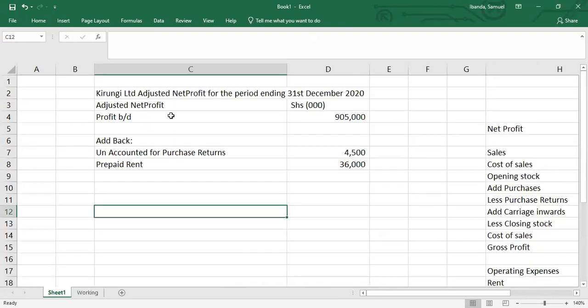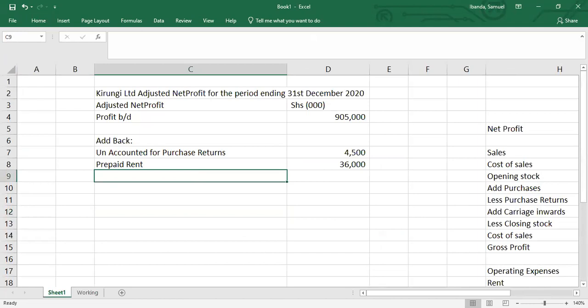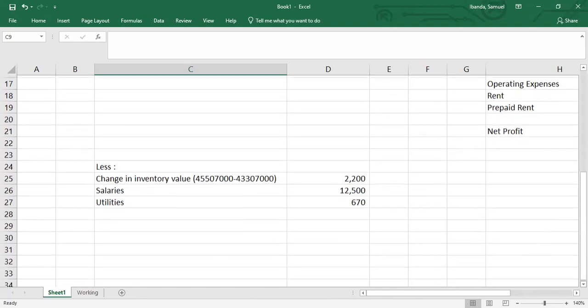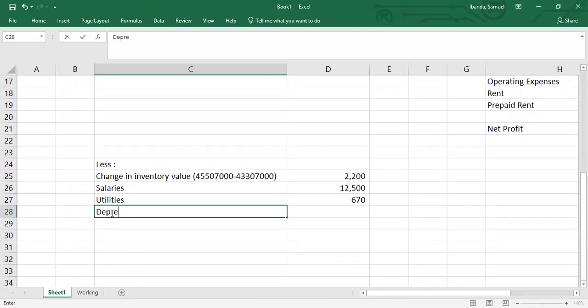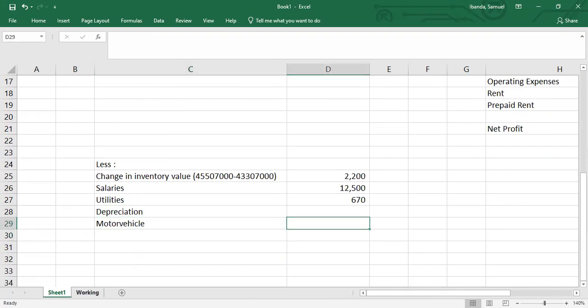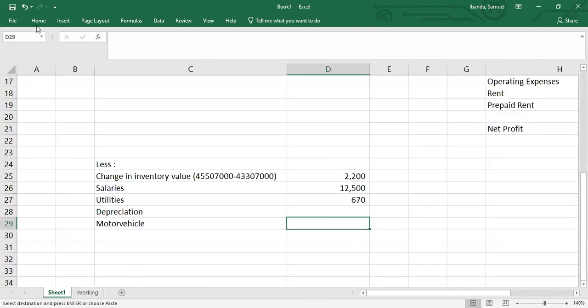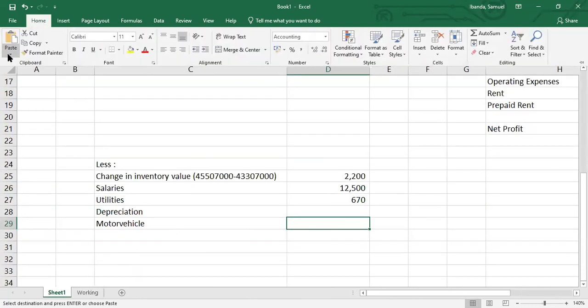So I'll just come here. Now, depreciation, what does it do on our profit? It reduces because it's an extra expense. So I'll just record depreciation. So I have motor vehicle. I'll just pick the amount. It's 28,813. Already the degree of precision is in it. Okay, right there. So that's what I'll have.